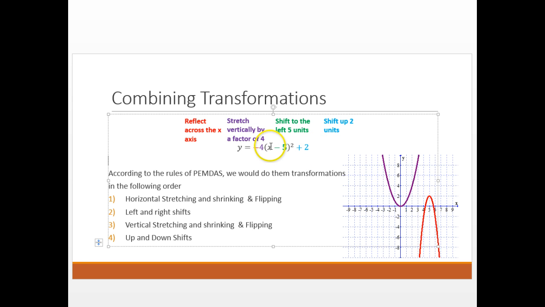So in this case, we do not do any stretching or shrinking or flipping with the x value. We shift to the right 5, not to the left, I apologize. The right 5 units. We flip the graph, we stretch it by a factor of 4, and then we shift up 2 units.